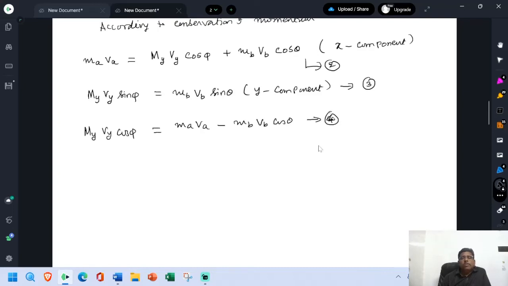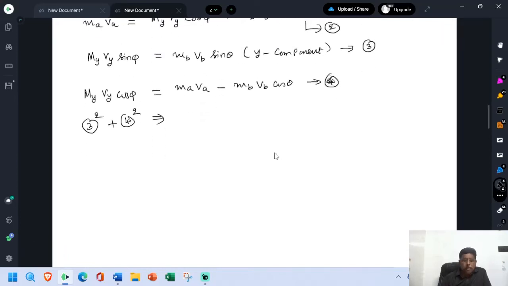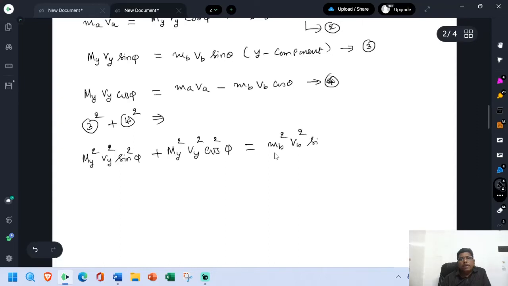Now make the square of 3 and 4, then add. 3 square plus 4 square gives, on the left hand side, My square Vy square sin square phi plus My square Vy square cos square phi. The right hand side is mb square Vb square sin square theta plus, making the square of these two terms, ma square Va square plus mb square Vb square cos square theta minus 2 times ma mb Va Vb cos theta. Here we have used the (a minus b) whole square formula.